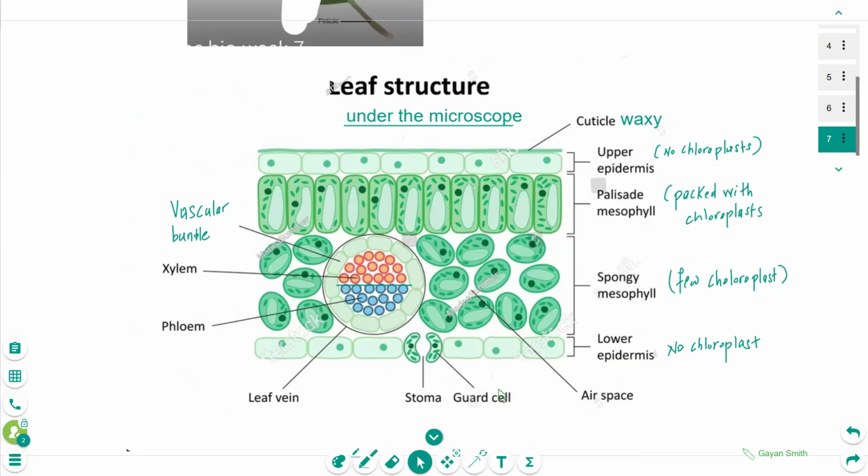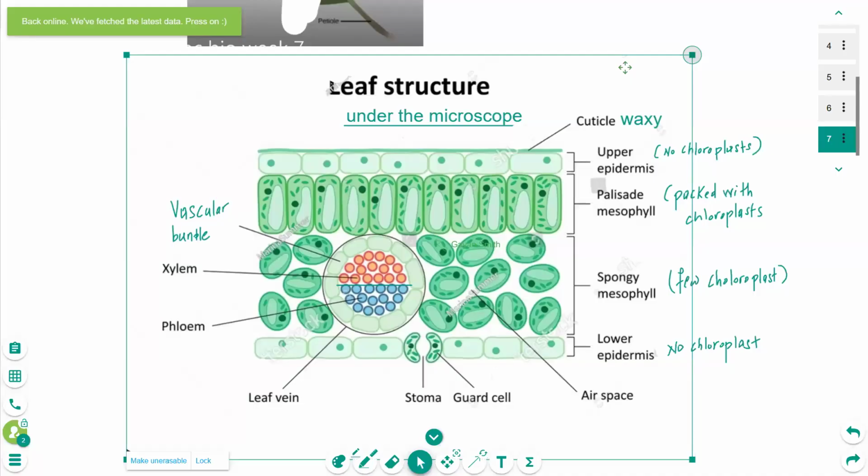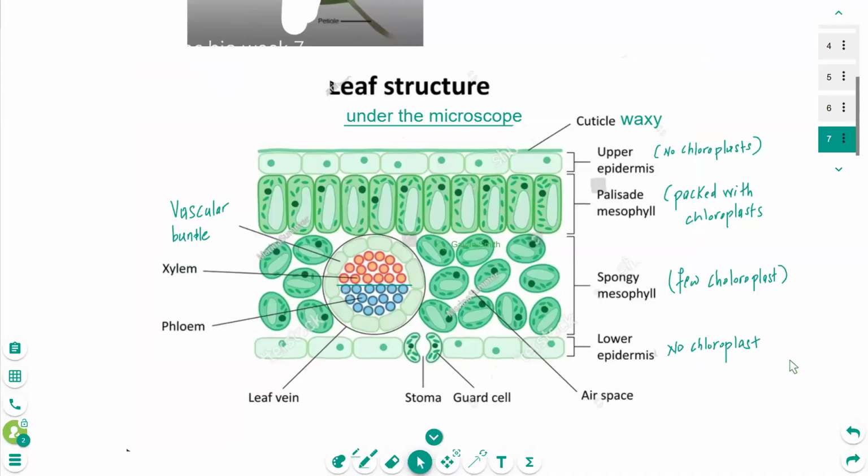Hi, good afternoon. Just a quick question. Have we copied the first diagram of the leaf, which was the external? No, I never needed you to copy that. Oh, I just want to be aware, but this one definitely I want you to copy. Oh, fine, thank you.